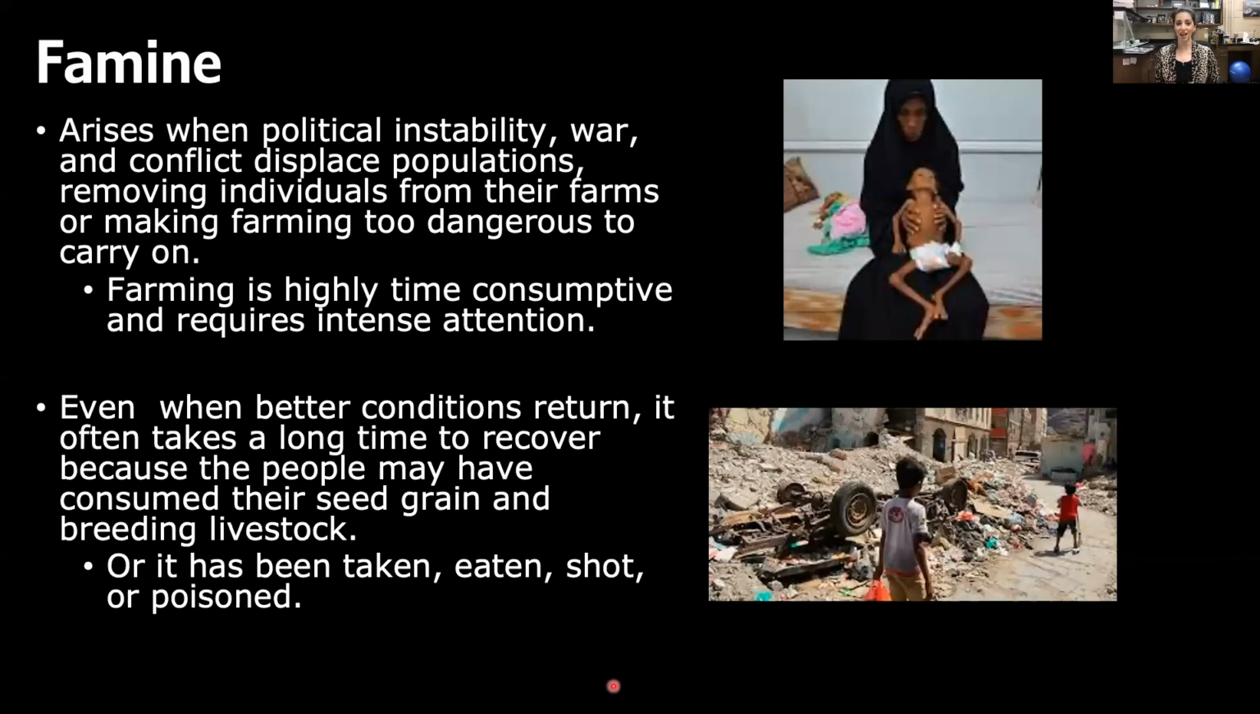But even after better conditions return and you're in a state of peace and stability, it can often take a long time to recover because the people may have consumed all of the food that they need to pick back up those farming practices again. They may have had to exhaust their seed grain stores or eat their breeding livestock. If they didn't deplete their resources themselves, sometimes those resources are taken, stolen, eaten, shot, or poisoned.